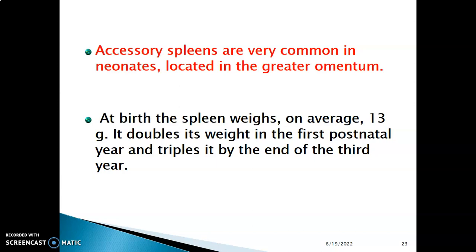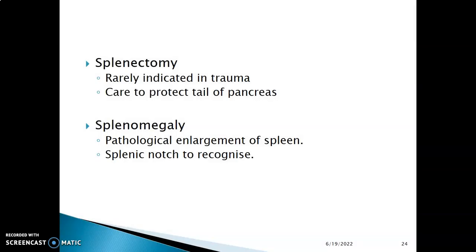At birth, the spleen weighs on average 13 grams. But in the postnatal year, the first year after birth, the weight doubles, and by the end of the third year, when a child is 3 years of age, the weight of the spleen triples.